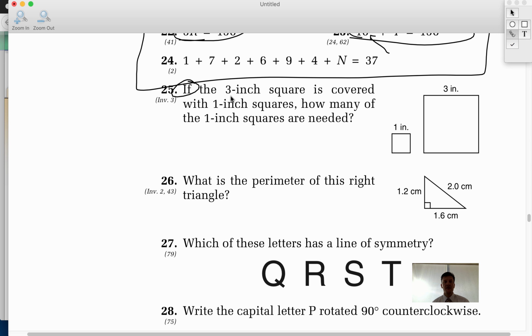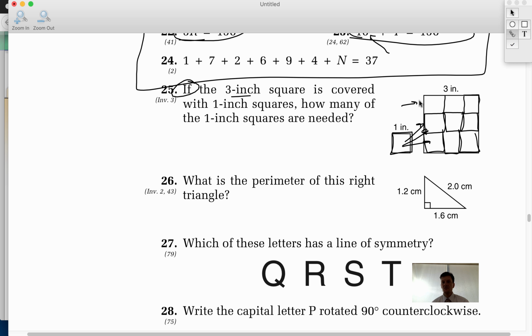Okay, 25. If a 3-inch square is covered with 1-inch squares, how many of the 1-inch squares are needed? So if you take this 1-inch square here and you start to fill up the 3-inch square, we'd take a 1-inch square and use three 1-inch squares to go across the row, and then you would do that again, and you do it again. And how do I know how many are going to fit?